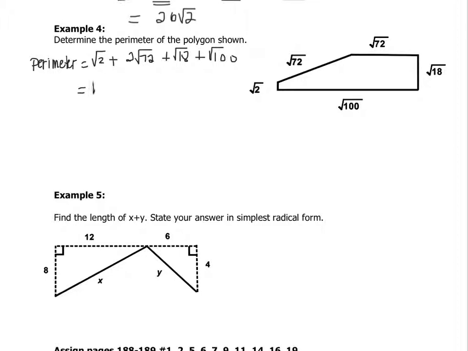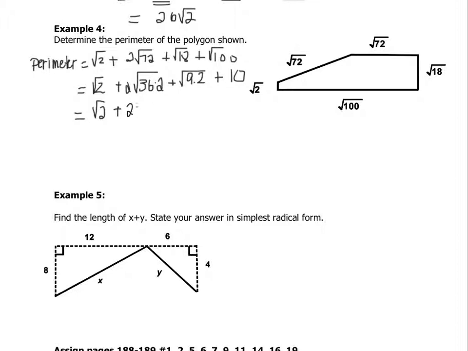So root 2 you can't do anything with, but root 72 has a perfect square factor of 36. So 36 times 2 replaces the 72. 18 would be 9 times 2. And the square root of 100, 100 is a perfect square and the square root of 100 is 10, so you can just replace that with the whole number 10.